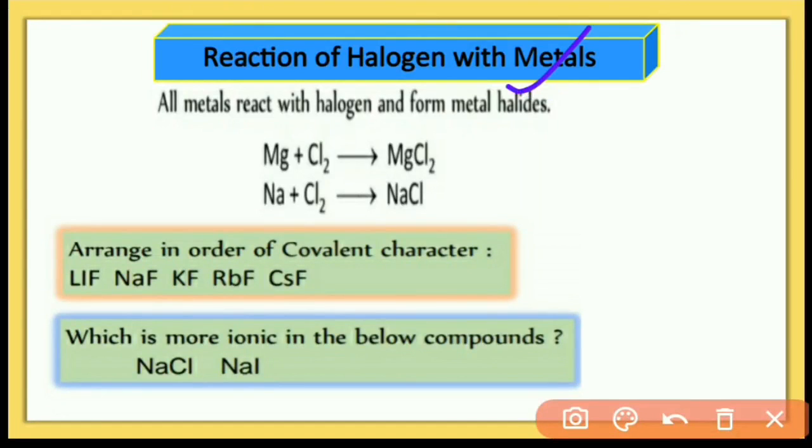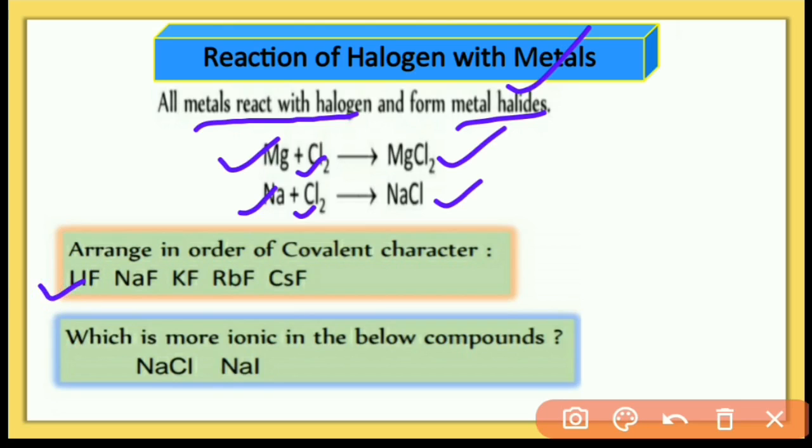Reaction of halogens with metals. All metals react with halogens and form metal halides. For example, magnesium when reacting with chlorine molecule forms MgCl2. Similarly, when sodium reacts with chlorine molecule it forms NaCl. So arrange in order of covalent character the metal halides: lithium fluoride, then sodium fluoride, then potassium fluoride, then rubidium and cesium fluoride.